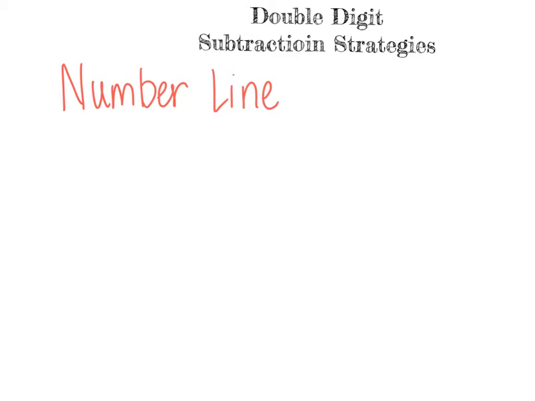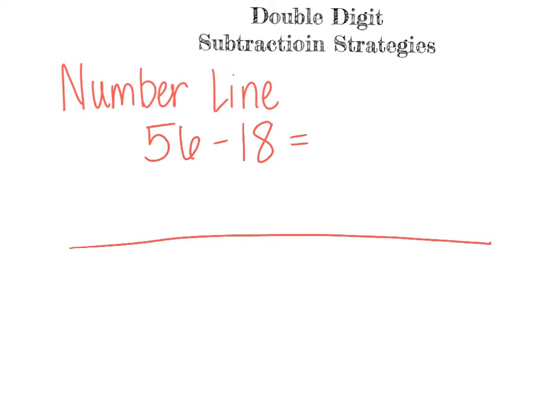And we're going to do 56 minus 18. So I need to have a number line, and I'm going to start with the smaller number, and my smaller number is 18. So I'm going to write 18 because that's my smaller number, and my bigger number is 56. So I need to write the number 56 at the end of my number line.